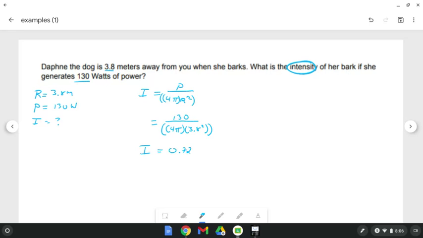Our intensity is 0.72. And our units for intensity, they just come right from it. Power is watts divided by our distance, which is, well, in this case, the radius, meters squared. So that's the intensity's units, watts per meter squared.